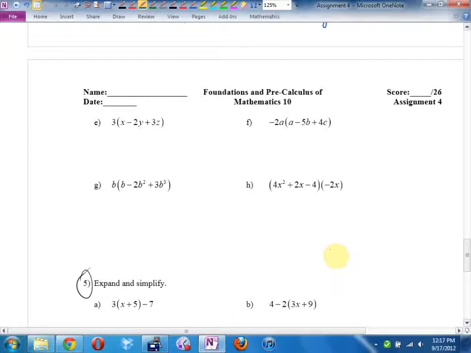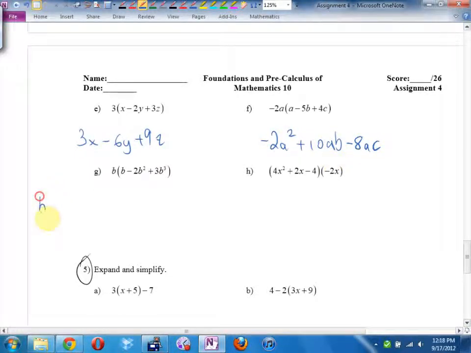Turn the page. 4e, 3x minus 6y plus 9z. Negative 2a squared plus 10ab minus 8ac. Yeah, I hope. b squared minus 2b cubed plus 3b to the 4th. Negative 8x cubed minus 4x squared plus 8x.